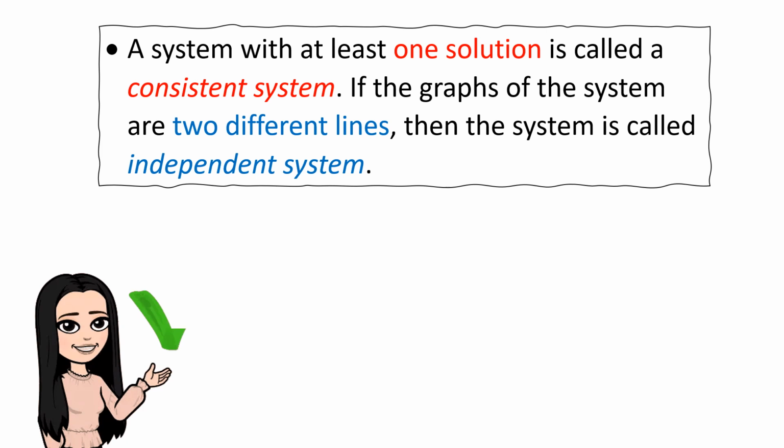Okay, so a system with at least one solution is called a consistent system. So take note, at least one solution, that is a consistent system. If the graphs of the system are two different lines, then the system is called an independent system. So take note of these terms.